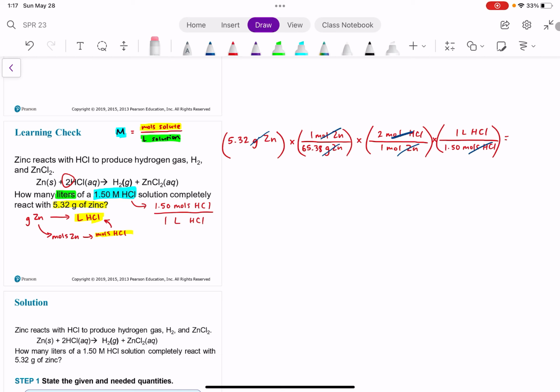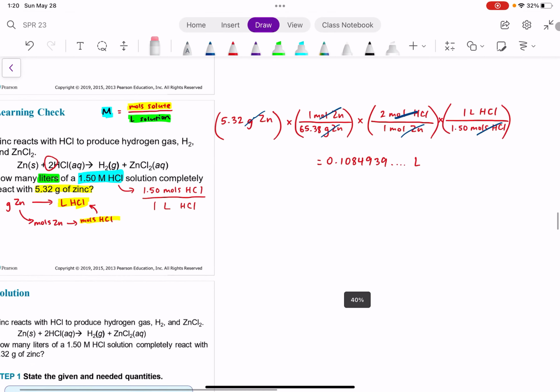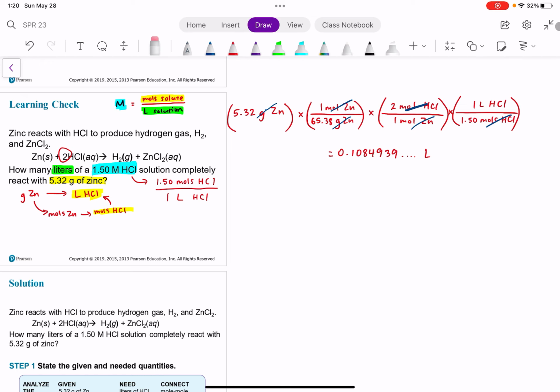I'll write what it equals down here because we're getting kind of long. I've gone ahead and done the calculation to save time, but let's round to the right number of sig figs. We started with 3 sig figs, so we better end up with 3. So we'll have 0.108 liters of HCl solution, because remember, we wanted to know how many liters of solution completely react with that many grams of zinc.